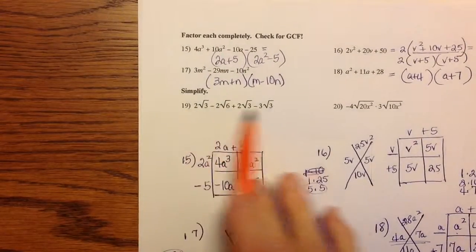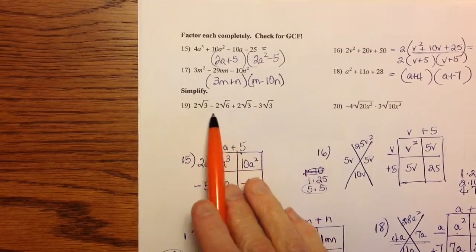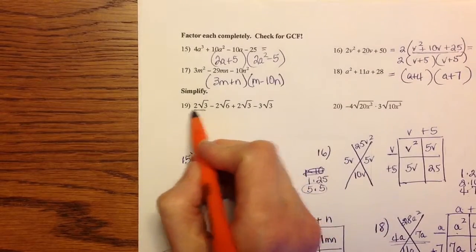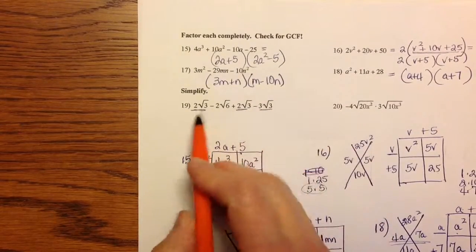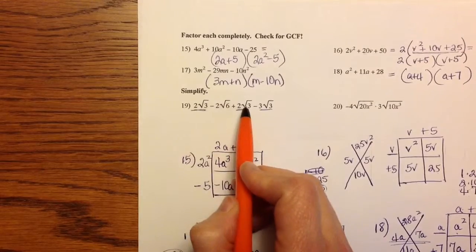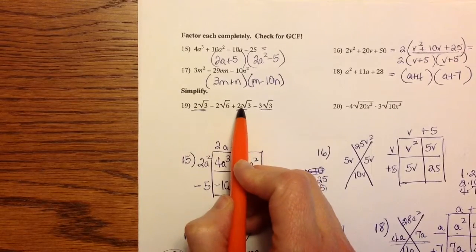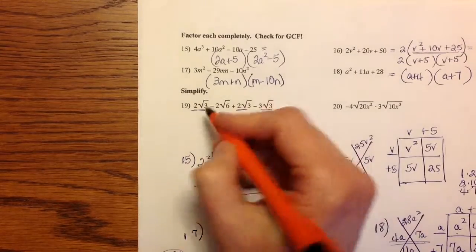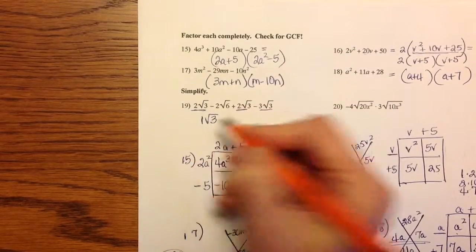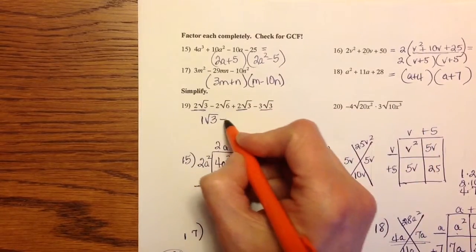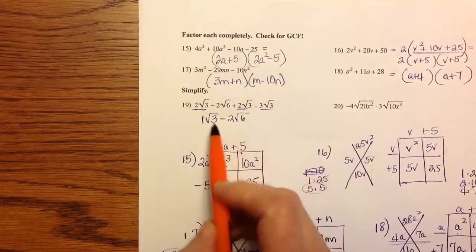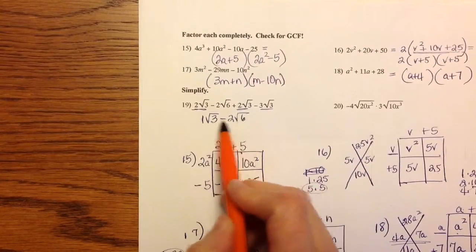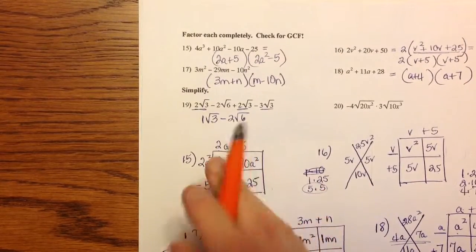Number 19. Simplify. You add and subtract radicals just like you do variables. So we'll put our like terms together. Well, I see some square root of 3's. So I have 2 square root of 3 plus 2 square root of 3, which gives me 4 square root of 3's. Minus 3 will give me 1 square root of 3, or you can just say square root of 3. And then we'll bring down our minus 2 square root of 6. I can't put those together because the radicands are not the same. That's all I can do to it.